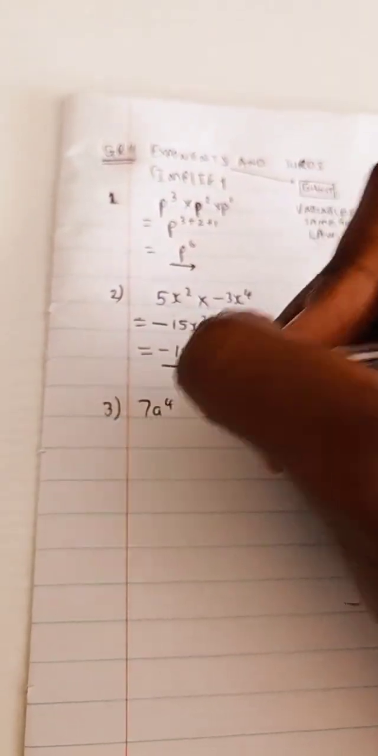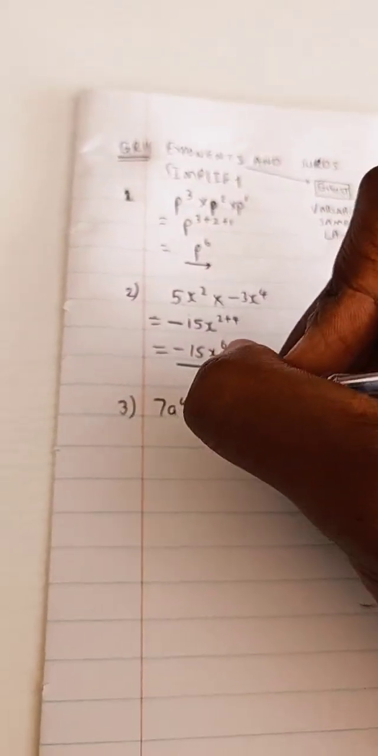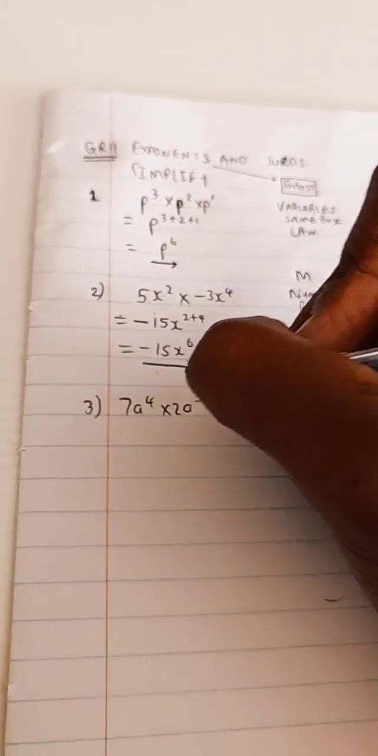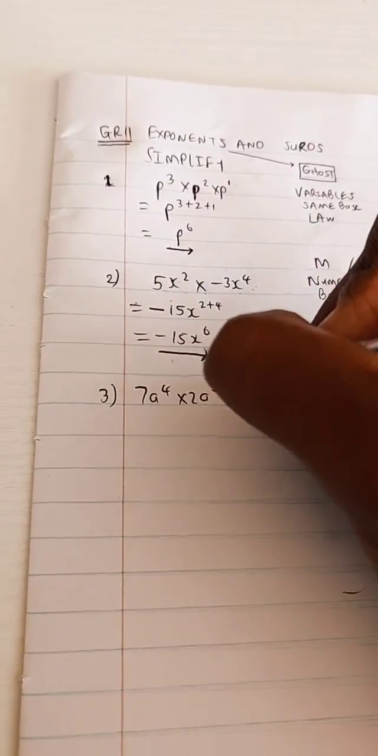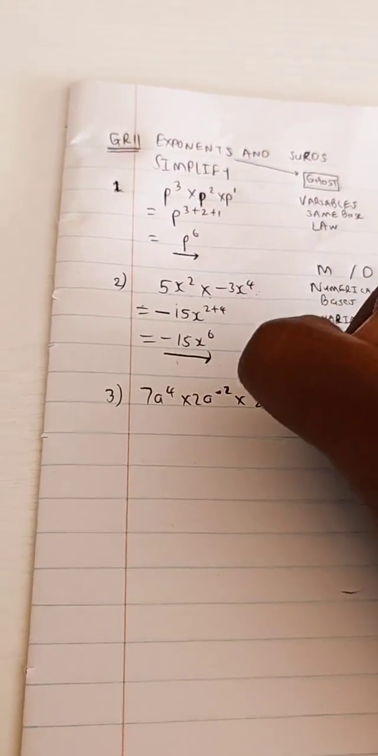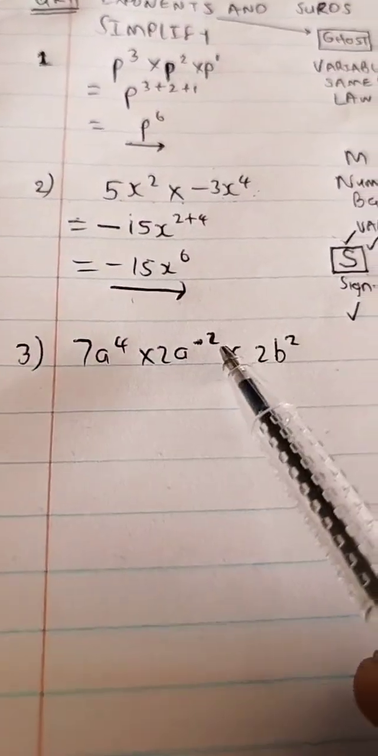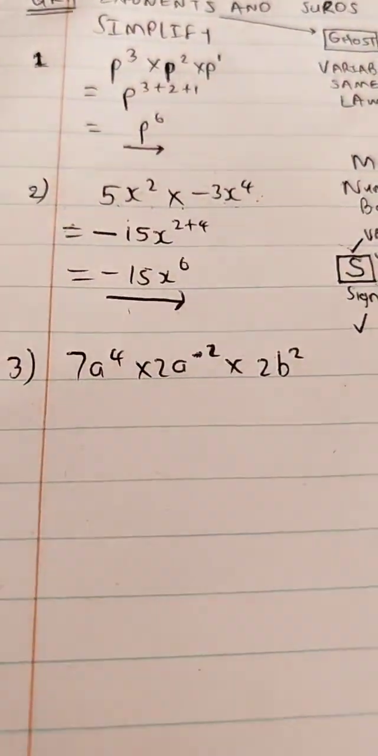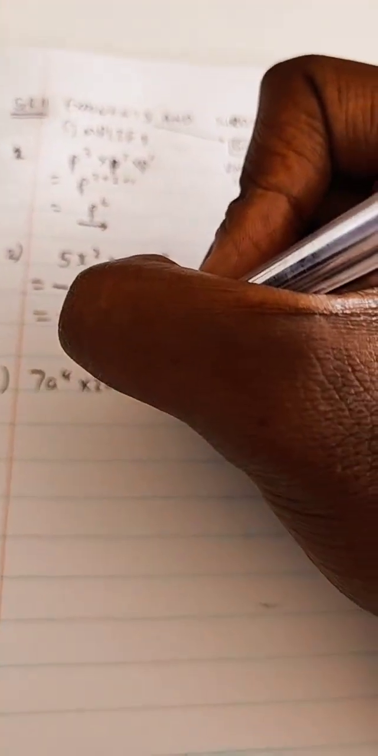Very nice. 7a to the power 4 times 2a to the power 2 times 2b to the power 2. Okay, sorry guys, that's not a negative sign, right? That is a positive 2. Let me just put that positive there.